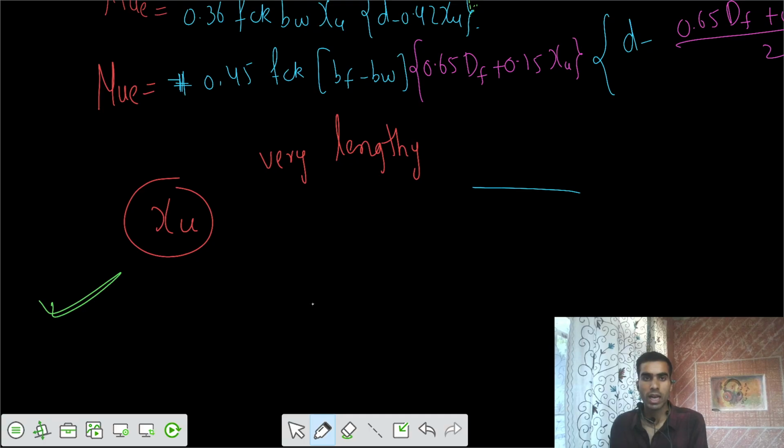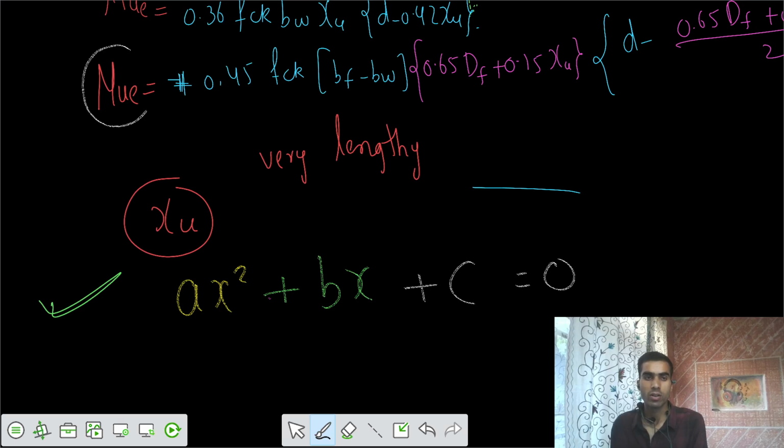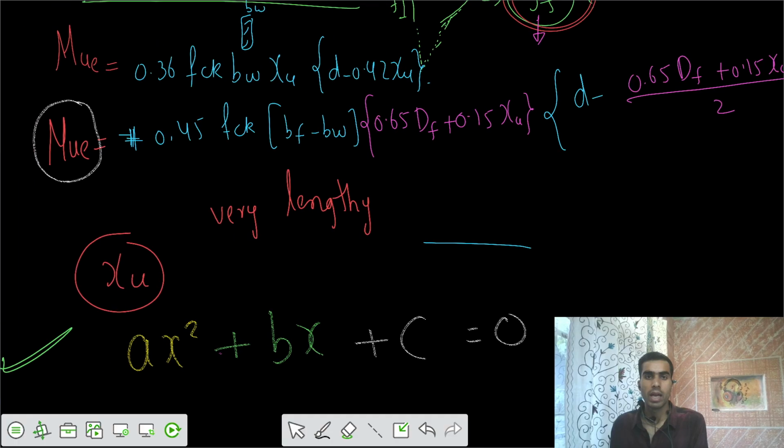The equation can be written in the fashion that this is your ax square. After that we have, in the green part, plus bx, then plus c. Let's see which part contributes to c. That is a constant value. MUE is a constant value. And from this one, which of these is a constant value?